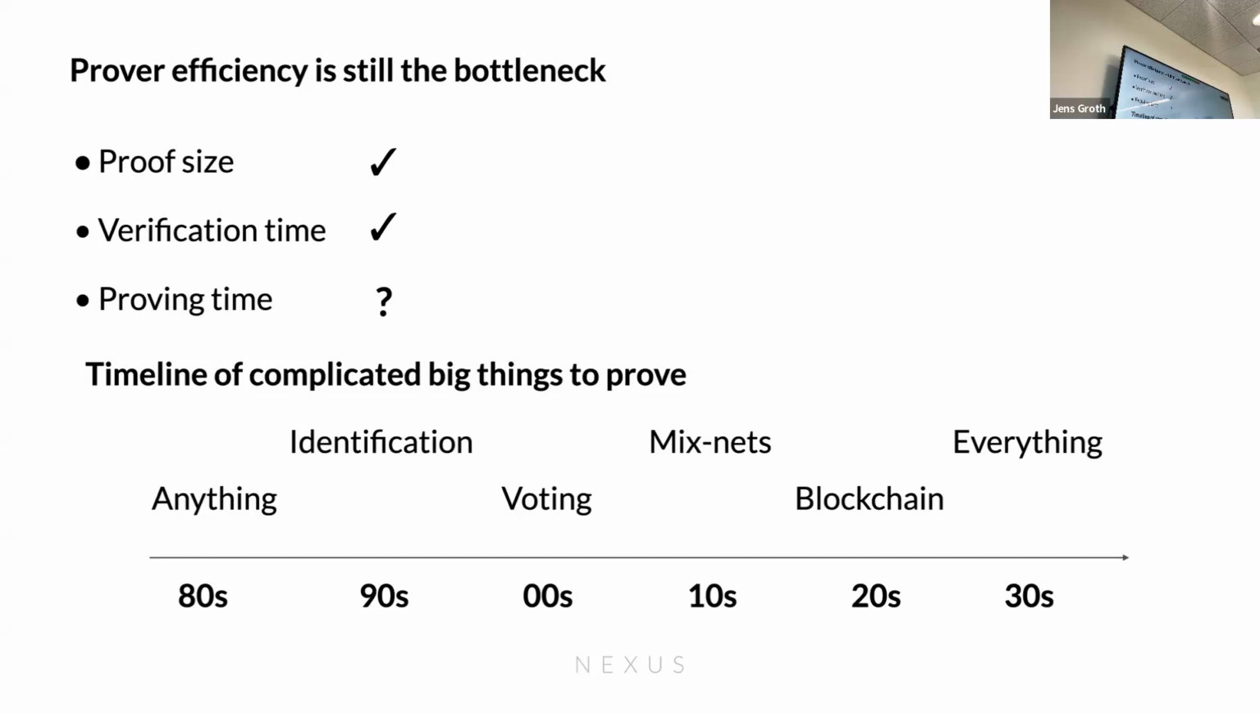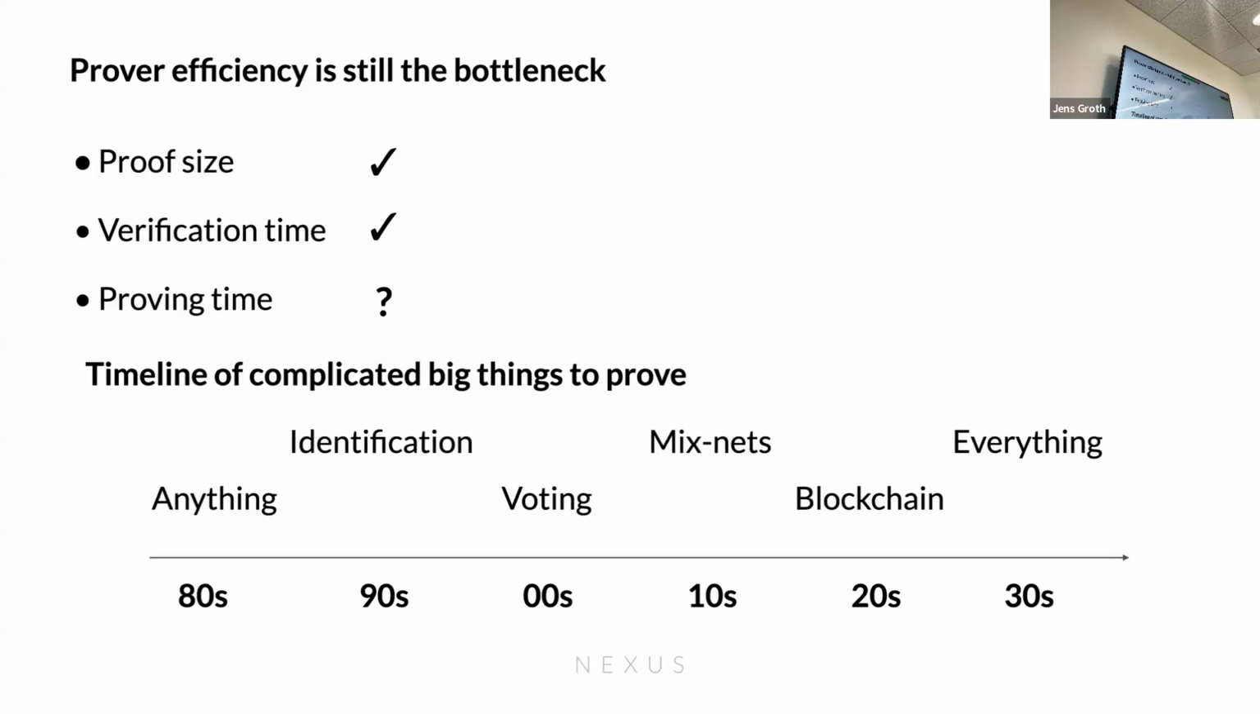But again, if you look at the historic perspective, we are making progress, right? So I would say, back in the 80s, anything would be hard to prove. In the 90s, we had Schnorr protocols and things like that. So that's all solid identification and signature schemes. I did my PhD on voting, so that's a topic that's near to my heart.